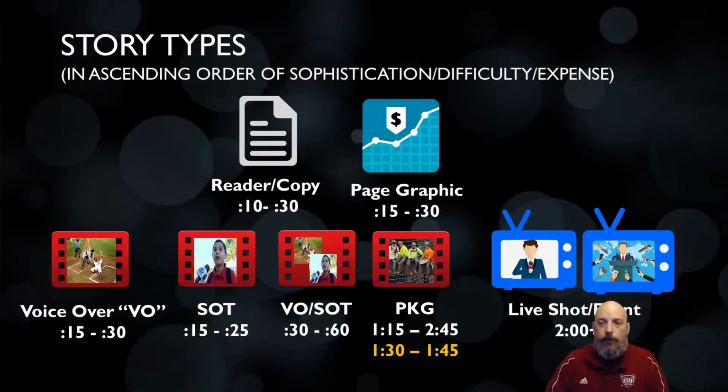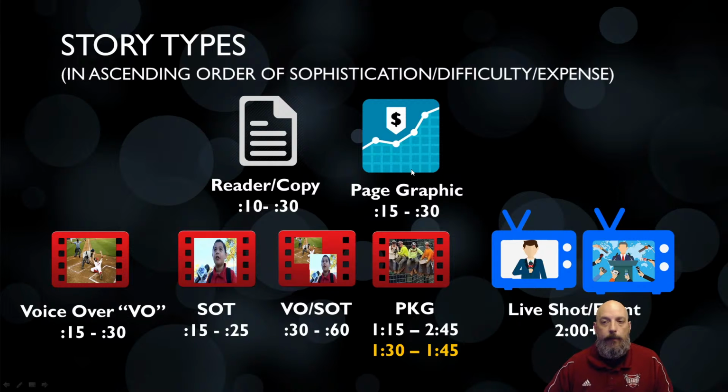So as a producer, you're going to have a variety of story types to help you out. And depending on what kind of story it is, it's going to take up a minimum or a maximum of set piece of time. And in the following videos, I'll explain these in greater depth. But in a nutshell, the first type of story you have is what's called a reader or copy, where an anchor just reads text on camera. And this is going to go for about 10 to 30 seconds.